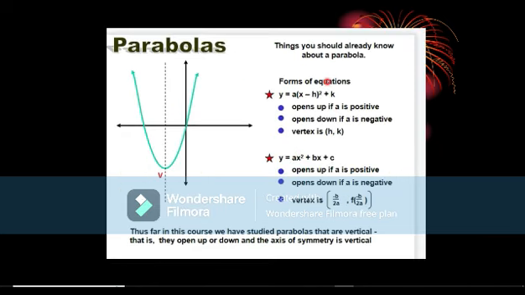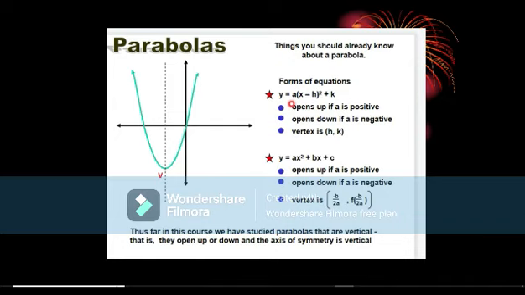There are things that you should already know about parabola. There are forms of equations. If you have y is equal to a times the quantity x minus h squared plus k, it opens up if a is positive. In the previous video, we actually used the variable c to tell whether the parabola opens upward, downward, to the left, or to the right. But for the sake of this video, the letters C, A, and P are used interchangeably, so do not be confused by this.